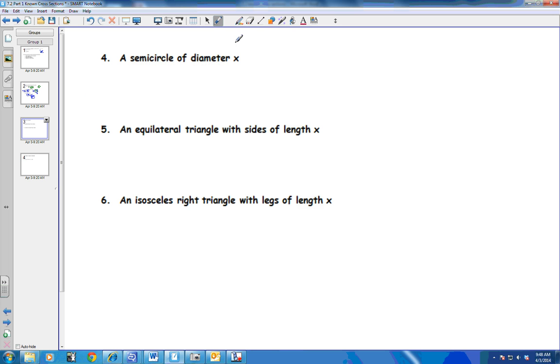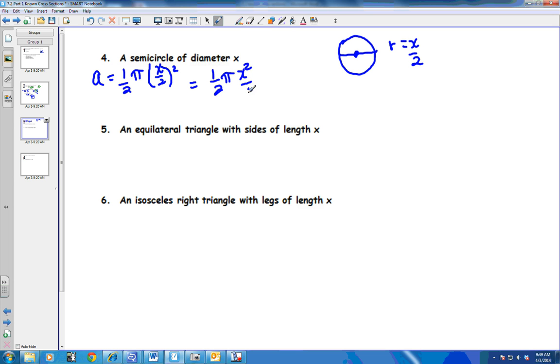A semicircle of diameter x. So I'm going to go ahead and draw my full circle. If the diameter is x, that means the radius has to be x over 2. So we know the area of a semicircle would be 1/2 pi r squared. And if I wanted to simplify that, 1/2 pi times x squared over 4, which would give me 1/8 pi x squared for the area.